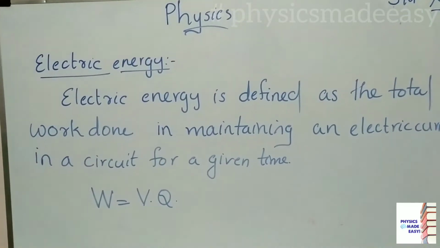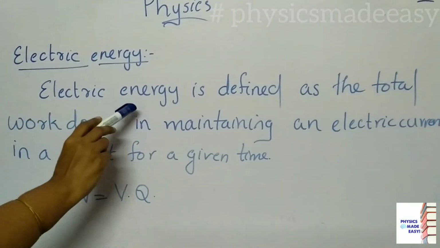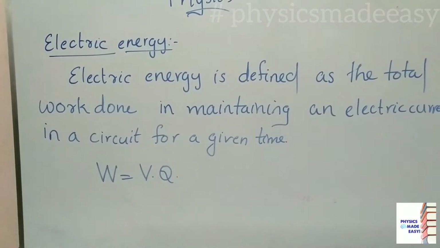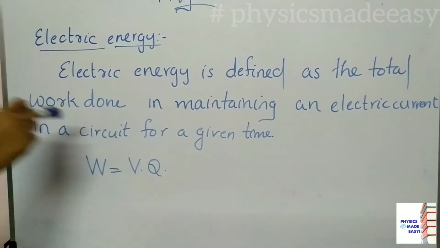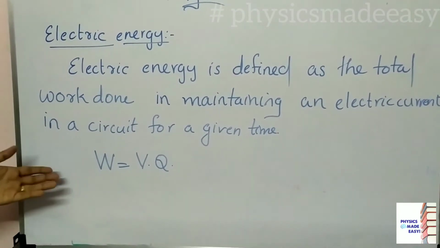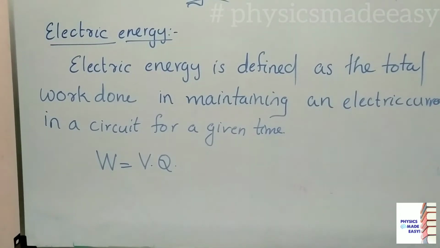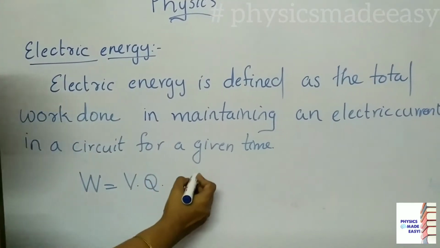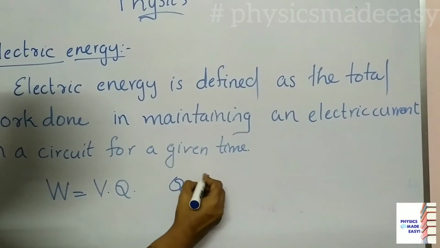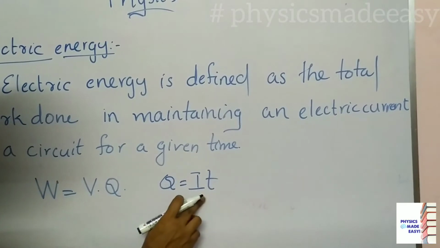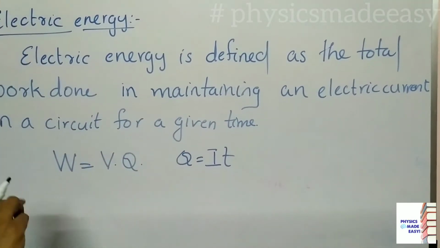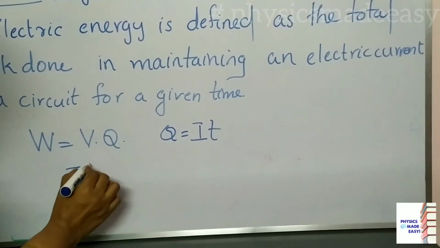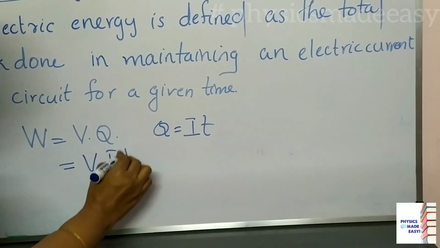How to define electric energy? Electric energy is defined as the total work done in maintaining an electric current in a circuit for a given time. From that work done, we can write W is equal to V into Q. Here V is the potential difference and Q is the charge. Then you know Q is equal to I into T, since the rate of flow of charge is current. So from that we can write Q is equal to I into T. Then substitute here, V into I into T.